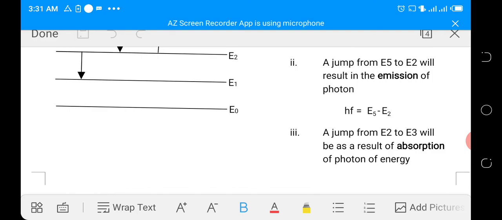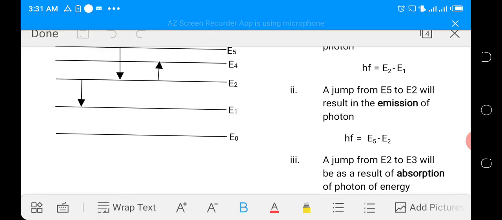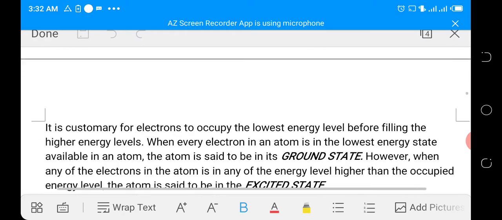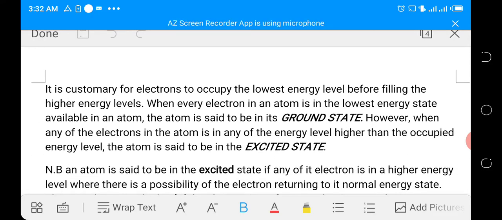But for an electron to move from a lower energy level to a higher energy level, for example, let's say from E2 to E3, that electron will need to absorb a photon of energy. That is, an absorption of energy is needed for an electron to move from a lower energy level to a higher energy level. It is customary for electrons to occupy the lowest energy level before filling the higher energy levels.